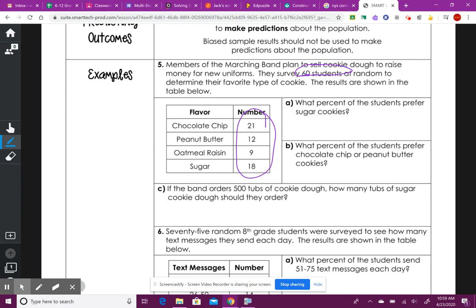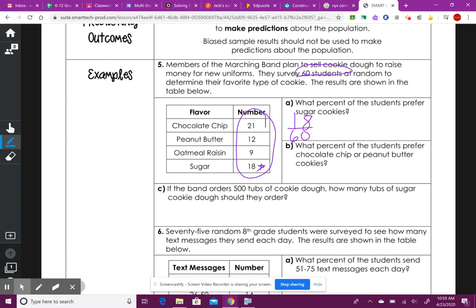So down here, what percent of the students prefer sugar cookies? So the first thing you think about is we know that it's out of 60 for all of the percent questions, because that is how many total students there are. So remember, the total goes on the bottom. Now the top number is just reading the table. So how many students like sugar cookies? Well, that's right down here. This is our 18. All right, so about 18 out of 60 students prefer sugar cookies.